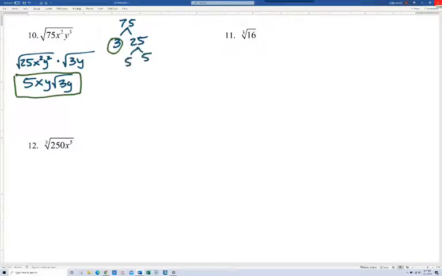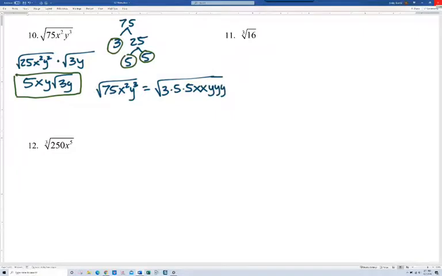Now if you prime factor 75, that's 3 times 25, the 3 is prime, and if you break that 25 down, you get 5 times 5. And so we can break the square root of 75x squared y cubed into 3 times 5 times 5 times 2 x's times 3 y's. And so you can see we have a pair of 5's, a pair of x's, and a pair of y's. So I can pull out a factor of 5x and y.